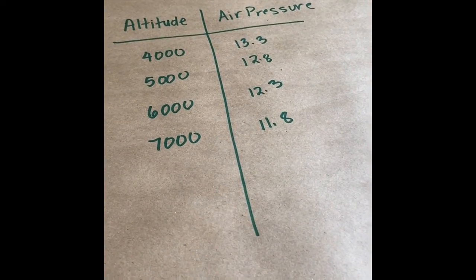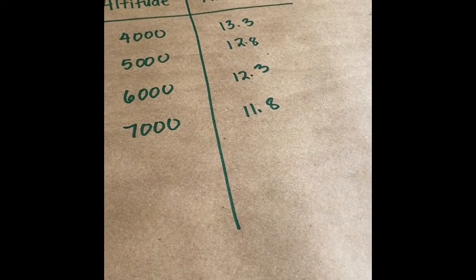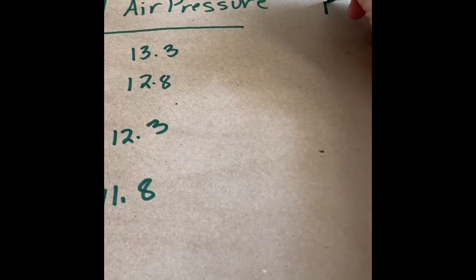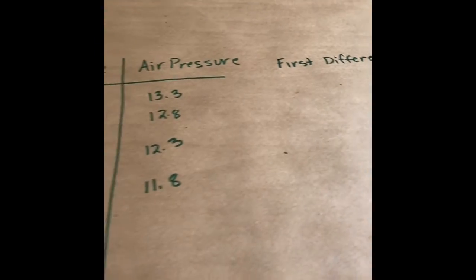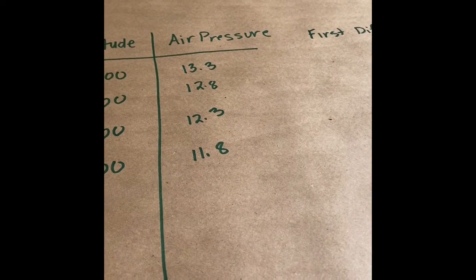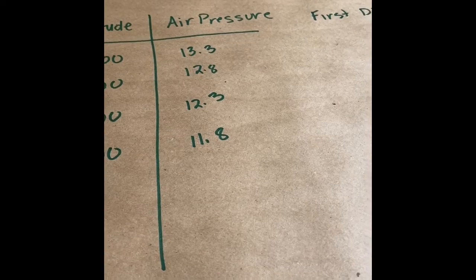So I've copied the table from the assignment onto my table, and I want to show you what it means by first differences. So the word first differences is the third column in my table. And to find the first difference, you've actually already done this before. First difference is definitely related to rate of change.